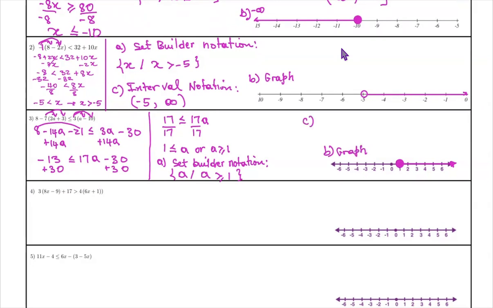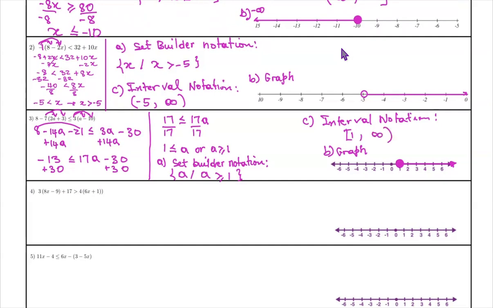And then C, the solution in interval notation. Interval notation is from 1 with a bracket to infinity, with a parenthesis.